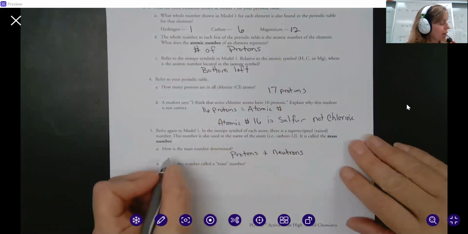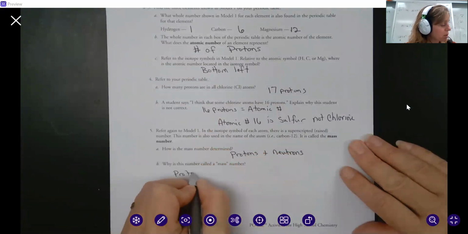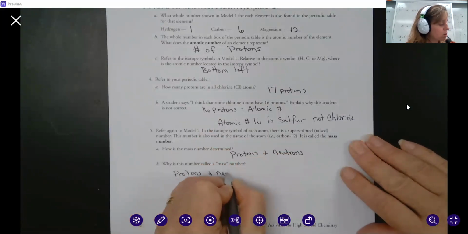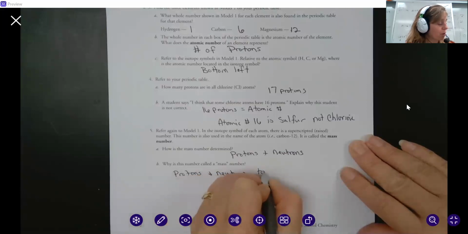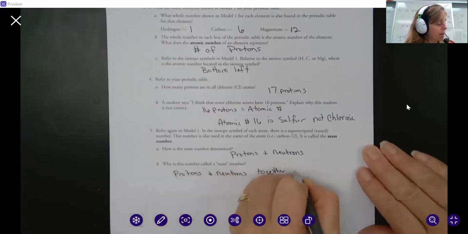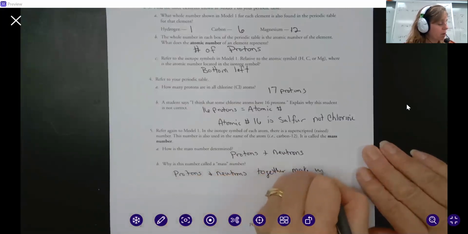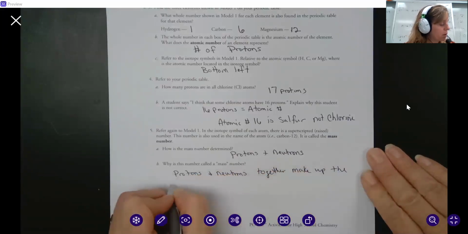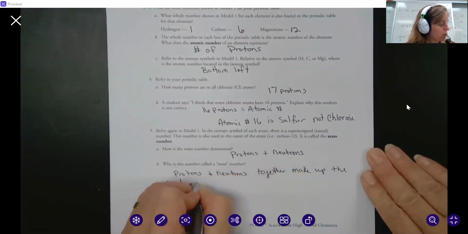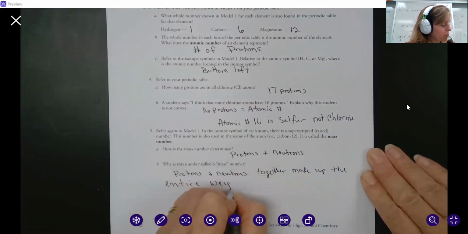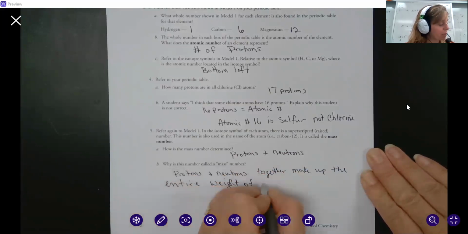Why is this number called a mass number? The reason it's called a mass is because protons and neutrons together make up the entire weight of the sample, or of the atom, let's say.